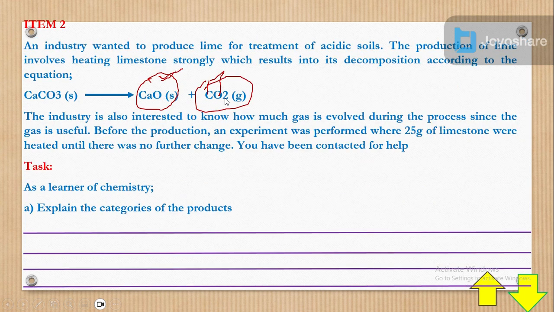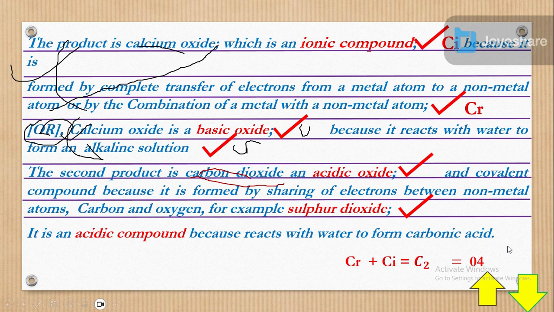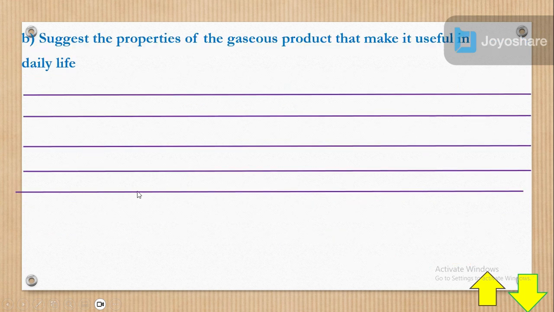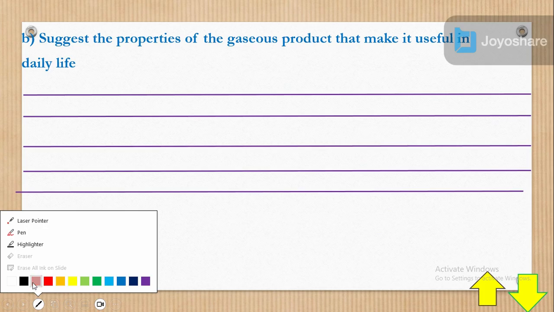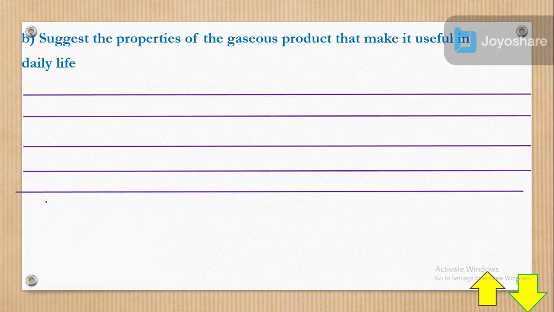Okay, the gaseous product is carbon dioxide. Now they want us to give them the properties of carbon dioxide. Let's go and see. You all know this. First of all, it is colorless, it is odorless.